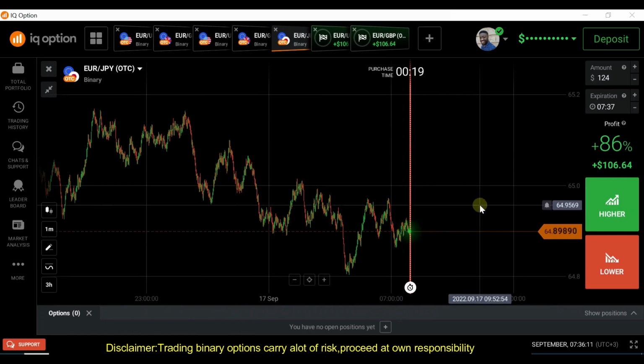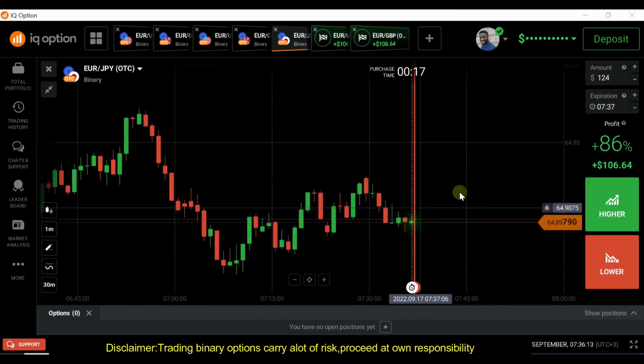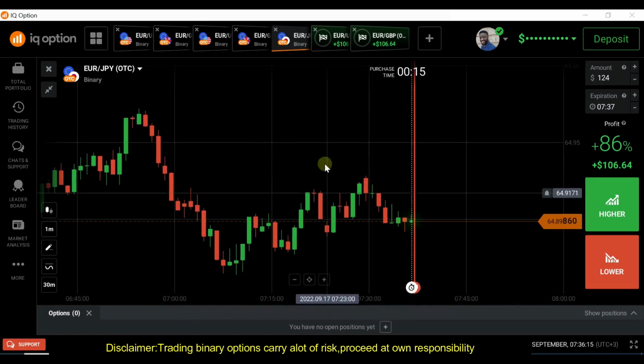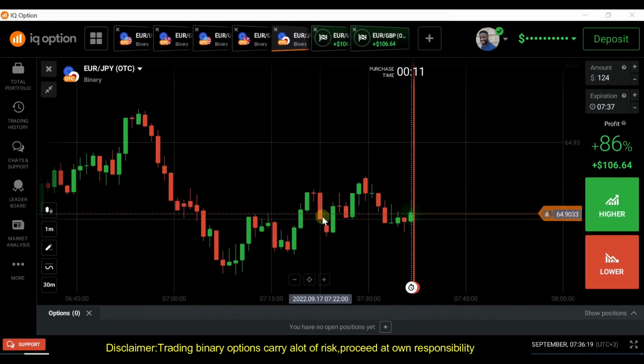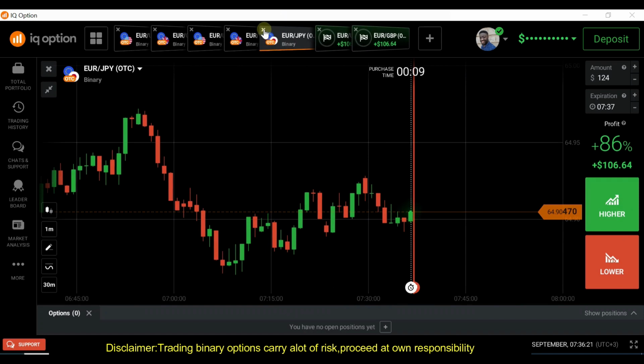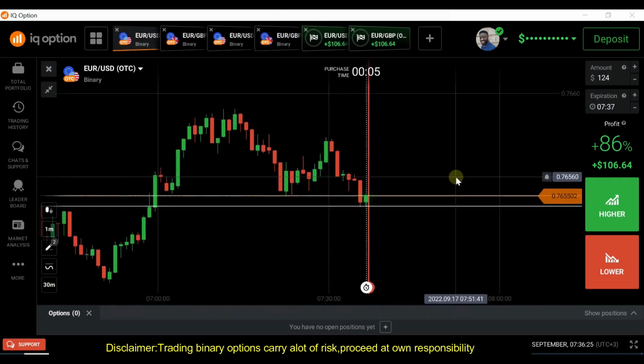So generally a downtrend. Here we have a minor uptrend, but this market is not good. A lot of gaps, as you can see. So just avoid such kind of a market.